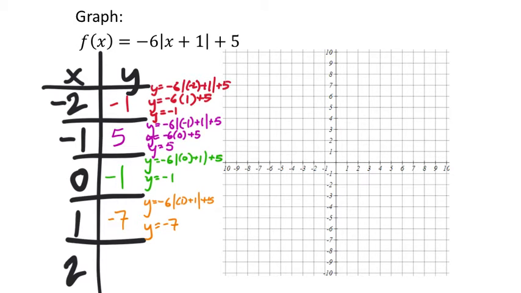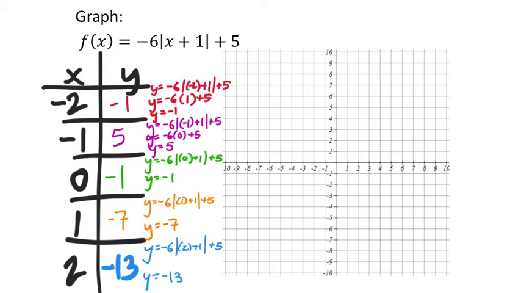What about this last one where the x value is 2? Well, y equals -6 times the absolute value of 2 plus 1, plus 5. Again, skipping some steps, it would be -6 times 3, which is -18, plus 5 is -13. That one's not even going to fit on the graph right there, but we can visualize where that would be. You've got 2, -13, way down here.